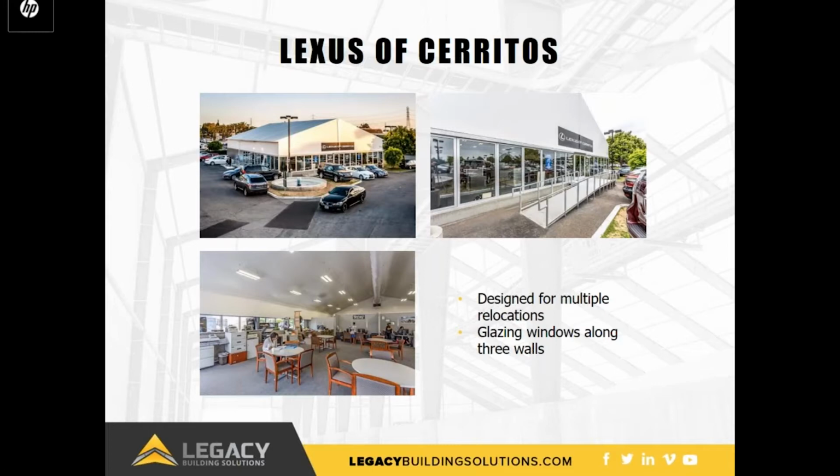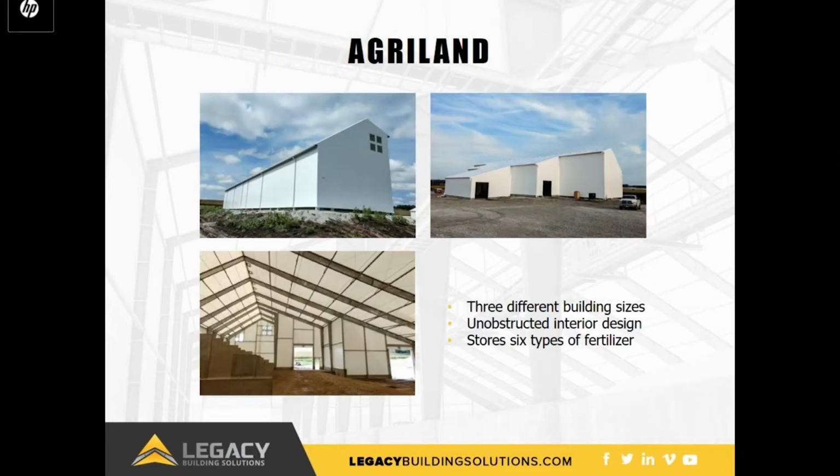You can see this building at its first location in Cerritos, California. This particular building is designed to be relocated multiple times as LEXUS upgrades dealerships around the country. Because the fabric is installed without fasteners, it's easy to remove the fabric from the Keder rail, roll it up, and install it in a new location. Even though you see it here in Southern California, it is compliant to a 35-pound snow load for future relocation. Window panels are installed along 3 walls to create the high-end appearance the dealership expects.